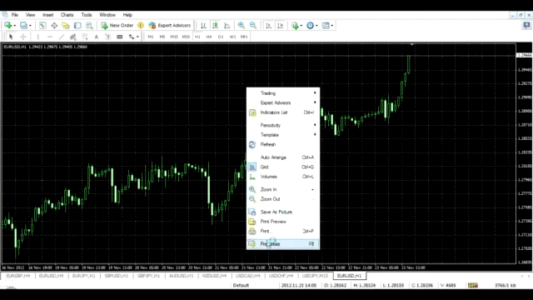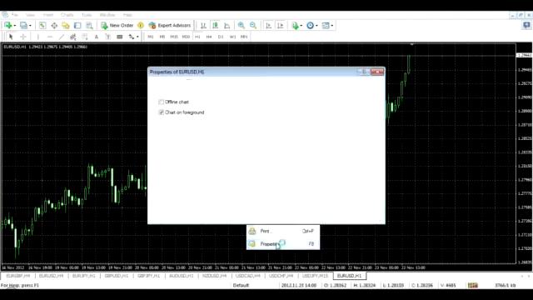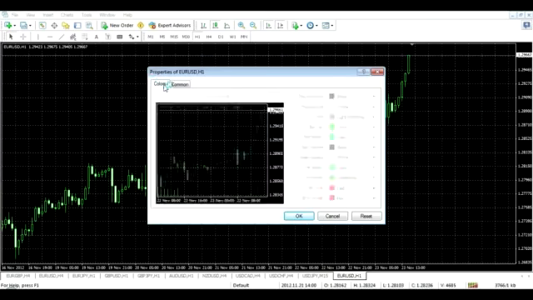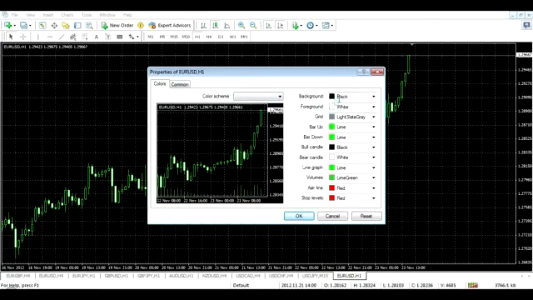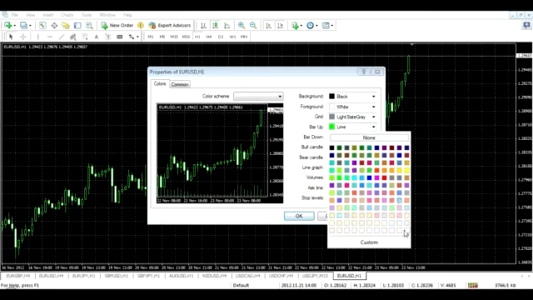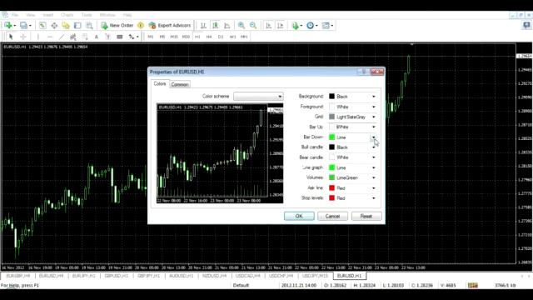Right click anywhere on the chart, hit properties or F8. Colors. I'm going to keep the background black. Keep the foreground white. The grid I'm going to take off, but the grid color is going to be the current price line color as well. So if you don't like the color it is, we can change that. Bar up is the shadows and the outline. Bar up for me is going to be white. Bar down, shadows and outline is going to be gray.